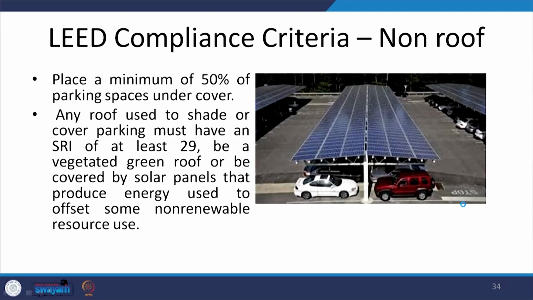For example, placing a minimum of 50% of parking spaces under cover is one very important strategy, because most of the parking spaces are hard paved areas. So, putting all the parking areas under a cover. Now, this could be the green cover, this could be covered under trees.